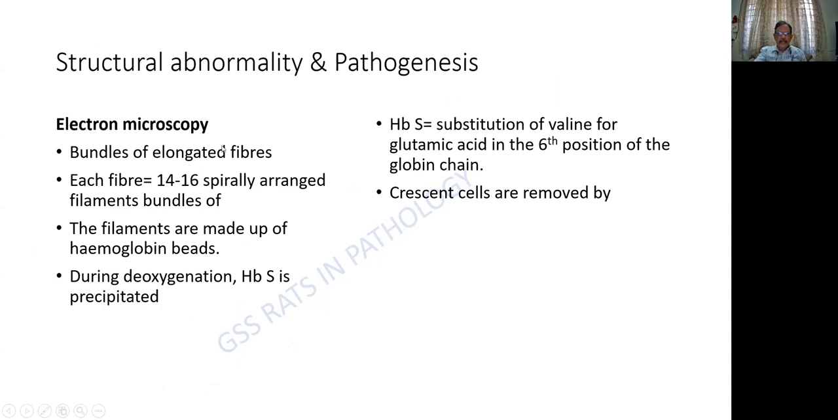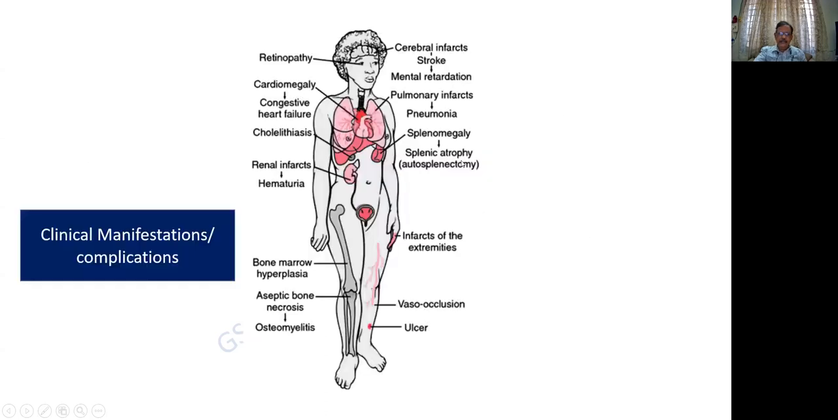Electron microscopically, you find that all the precipitated hemoglobin S are arranged in bundles of elongated fibers. Each fiber has got about 14 to 16 spirally arranged filaments. And the filaments are in turn made up of hemoglobin beads. During deoxygenation, the hemoglobin S is precipitated and the chains become strong. So this is the biochemistry that you people would already have read. The crescentic cells are removed by the mononuclear phagocytic system.